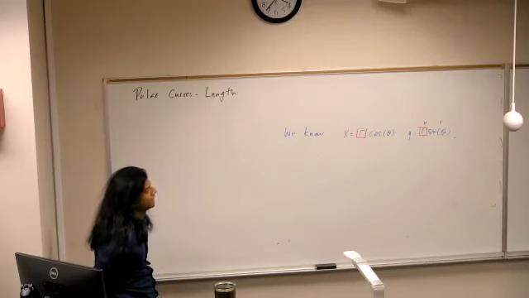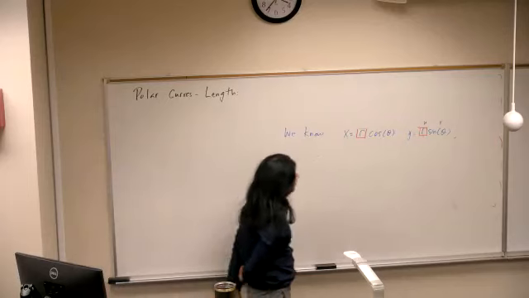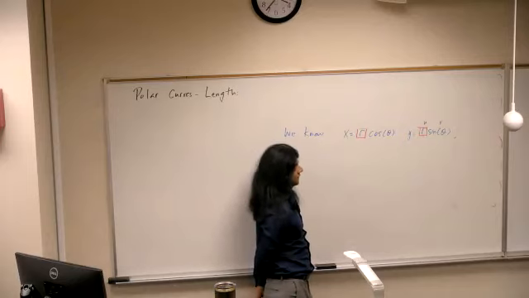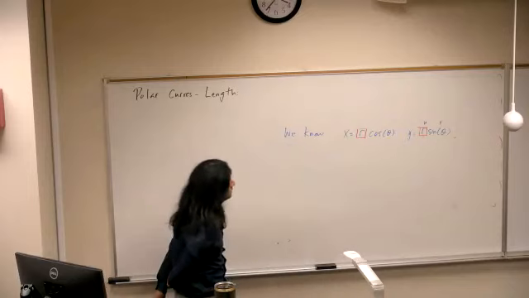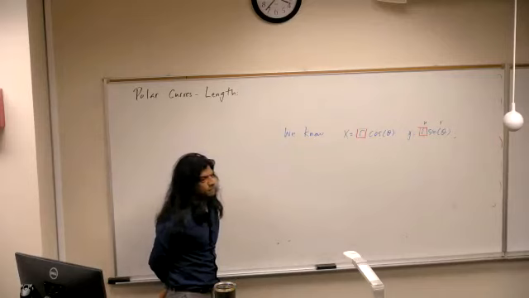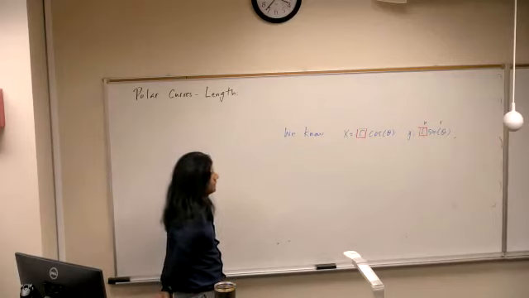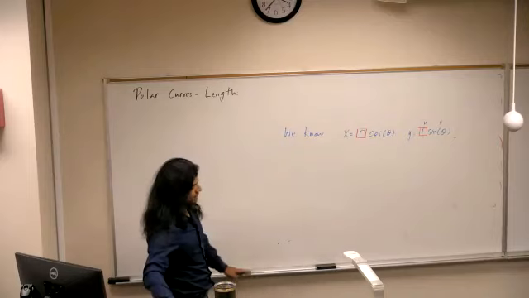For polar curves, let x be r cosine theta and y be r sine theta. That is something that we know that makes a connection between rectangular and polar curves. In the previous problem, we found dx over d theta and dy over d theta. So we'll get to that in just a second.